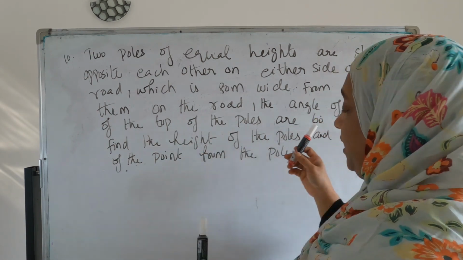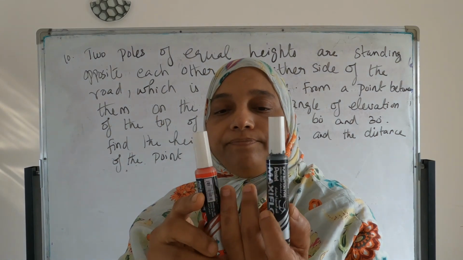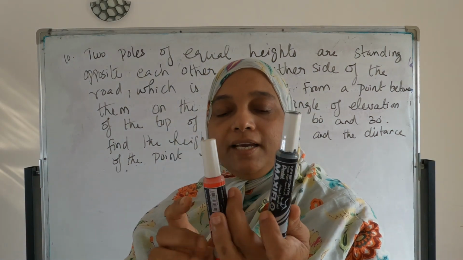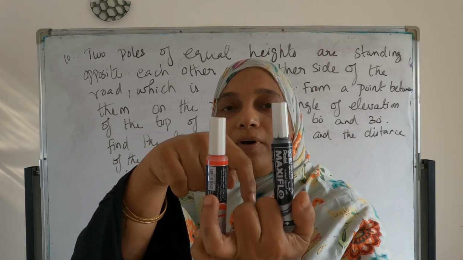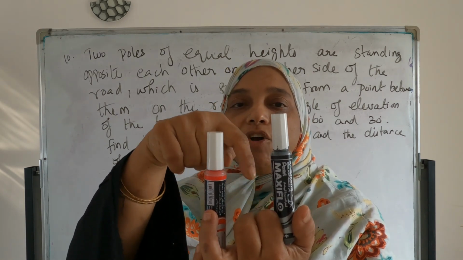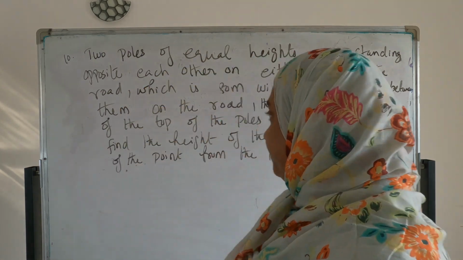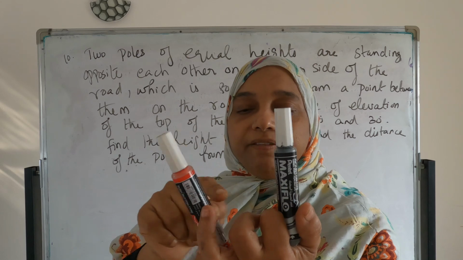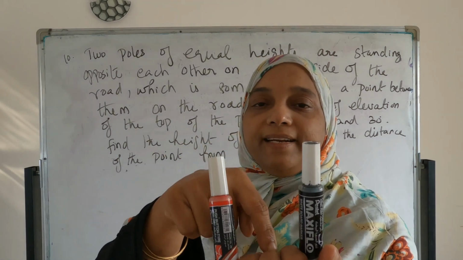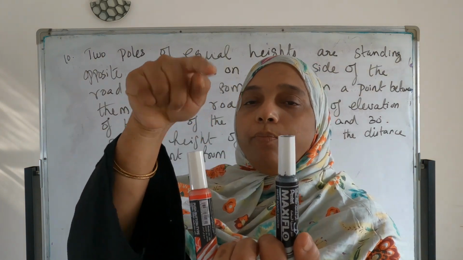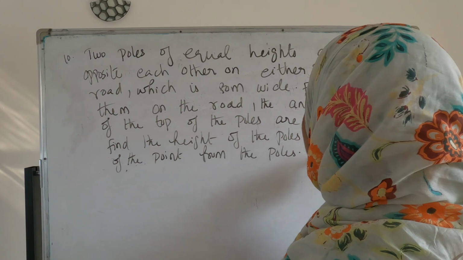are 60 and 30. From a point between the poles, that means what? Wait, I will make the point. From a point between the poles, the angles of elevation of the top of the poles are 60 and 30. From this point on the road, standing and looking at the top of the poles, then find the height of the poles.